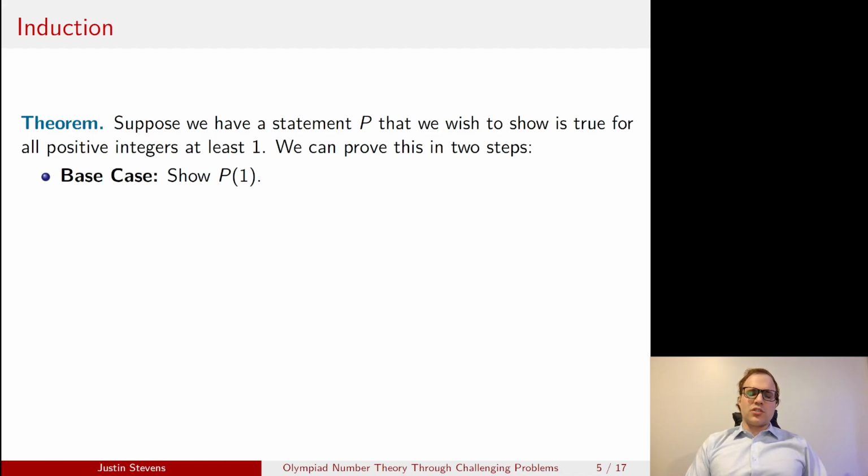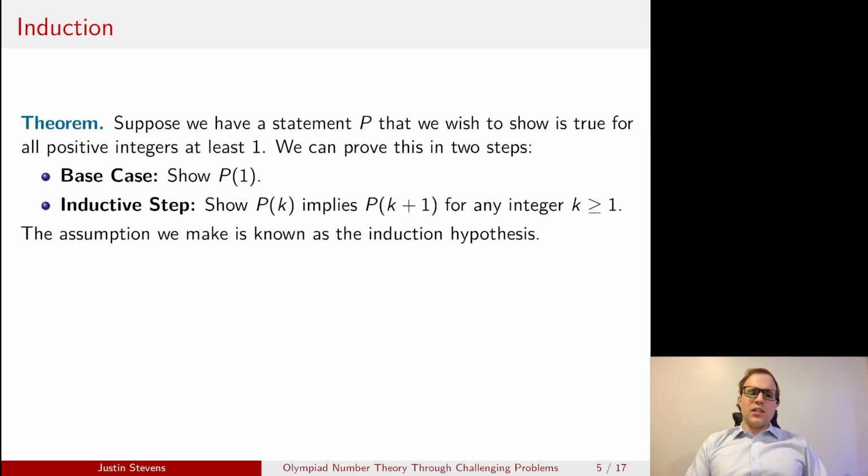But if we want to show the property is true for all integers at least 1, we have to show that we can start from 1. And then the inductive step, which means we always show that we have a domino effect, where if we can show that p of k implies p of k plus 1 for any integer k greater than or equal to 1, then basically we knock down the first domino of p of 1, and then we knock down all subsequent dominoes as well. And this assumption that we make is known as the induction hypothesis.